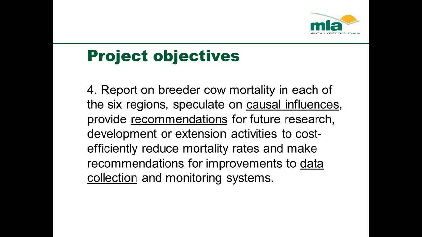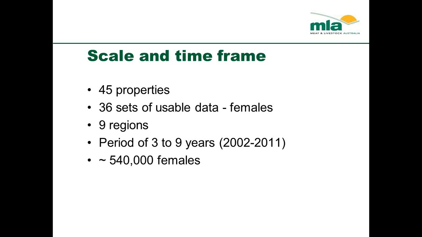The final objective was to report on breeder cow mortality in each of those 6 regions, speculate on the causal influences, provide recommendations, and develop extension activities coming out of the project that could cost-effectively reduce mortality rates, and also make recommendations for improvements on the way data is collected and mortality is monitored. So they're the 4 project objectives.